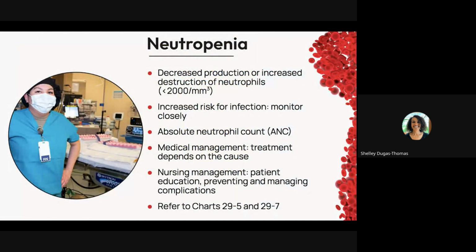So, neutropenia is defined usually as a neutrophil count of under 2,000. It's caused by decreased production or increased destruction of neutrophils. Neutrophils are essential for preventing bacterial infections. There is an increased risk for external infections, so infections in the GI tract or in the skin. Risk depends on severity and duration of neutropenia.